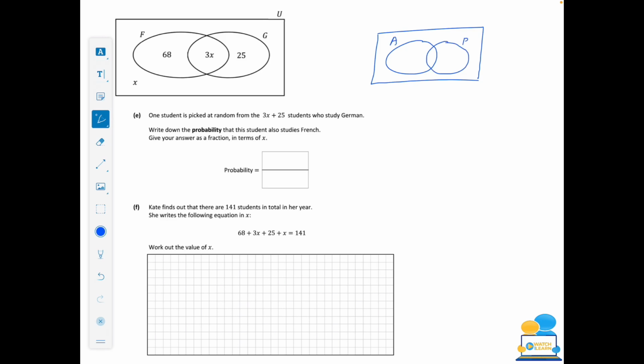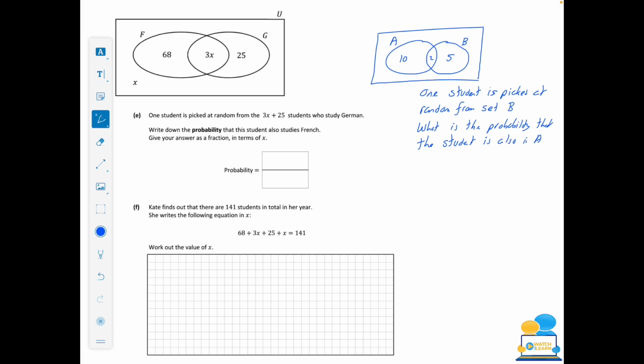And I'm going to put A here, B here, the number 10, 2 and 5. Okay, now if I say one student is picked at random from set B, what is the probability that the student is also in A?